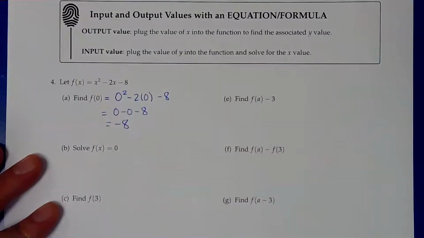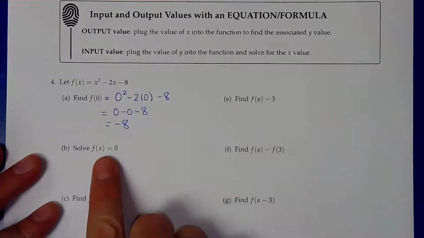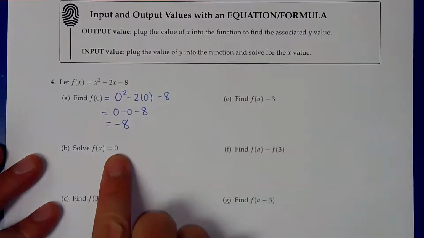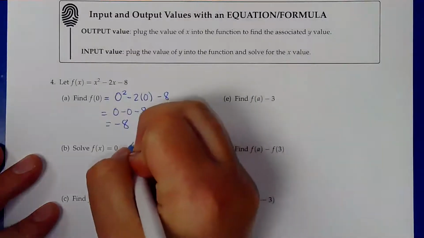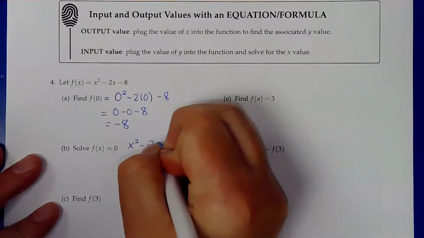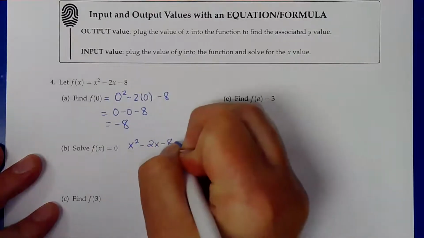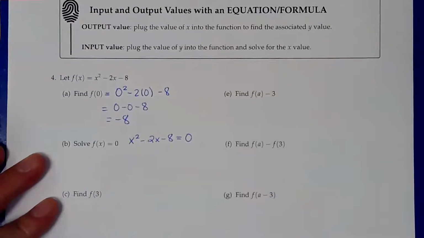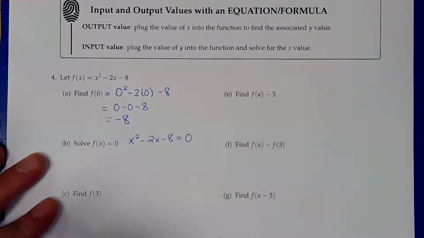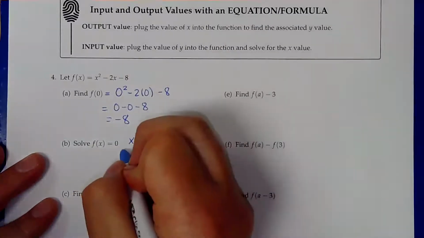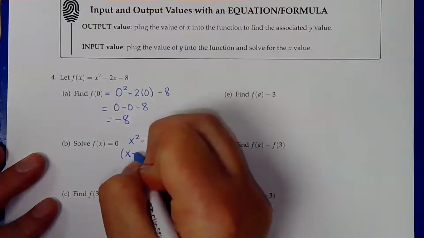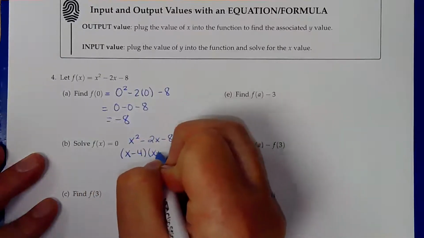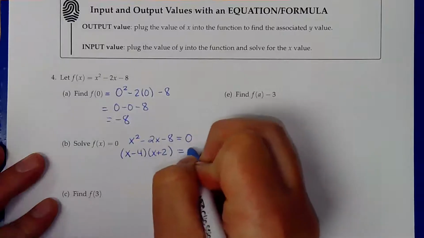Letter B says solve f of x is equal to 0. So this one is an input one. We'll take our function and set it equal to 0 and solve. So I have x squared minus 2x minus 8 is equal to 0, and then I need to solve this. If you don't remember how to solve this, what we're going to do is factor this into two parts here. So I have an x minus 4 and an x plus 2, and that's equal to 0.